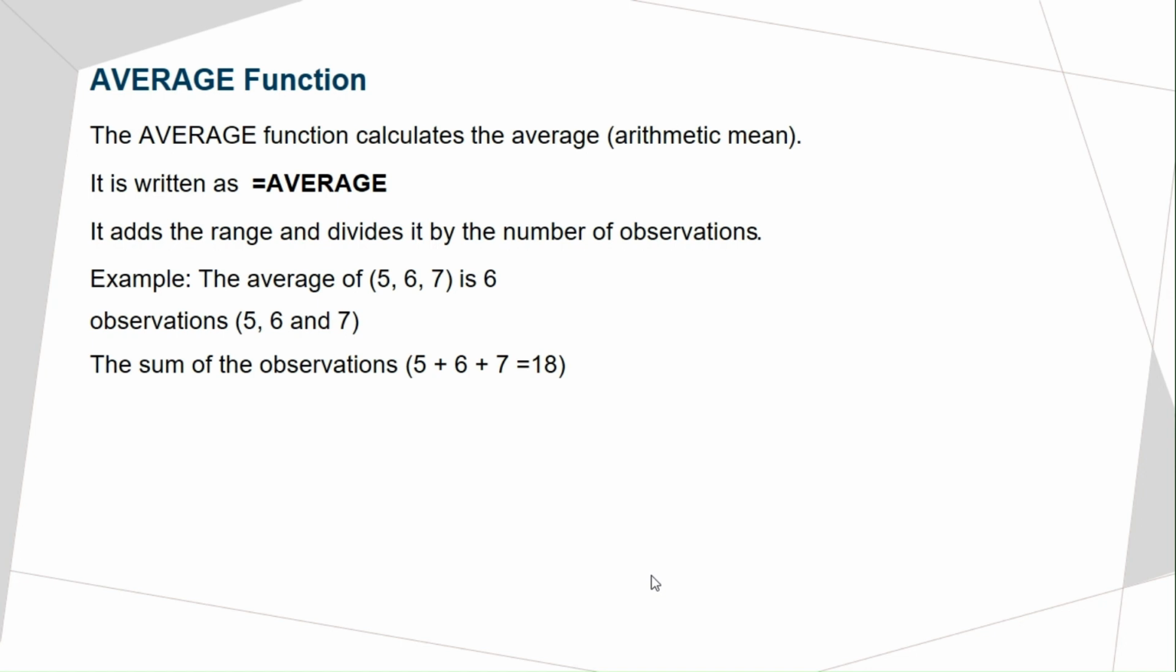Now, how is the average of these three numbers 6? 18 divided by 3, which is the number of observations, is equal to 6. So you count 1, 2, 3. This is the number of observations. So the sum of the numbers divided by the number of observations gives us the average. That is how we get the answer 6.